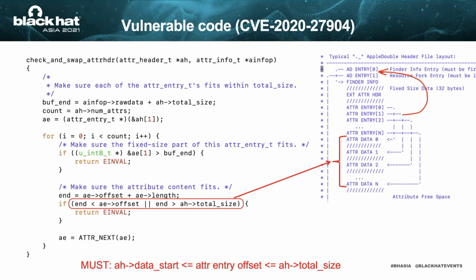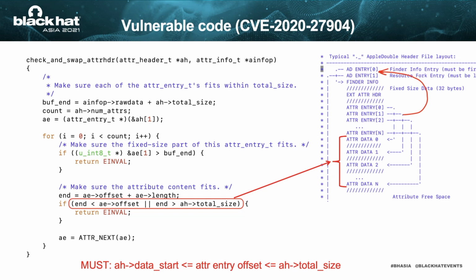The layout of AppleDouble is shown in red. Several types of data are stored in sequence. First is the AppleDouble header, then the extended attribute header, then the attribute keys, and finally the attribute values. When I did the code audit, I saw this function, check and swap attribute header. It is responsible for verifying the AppleDouble file, to confirm whether the file structure is legal. This for loop is used to check if the stored key-value pair is in a valid data area.